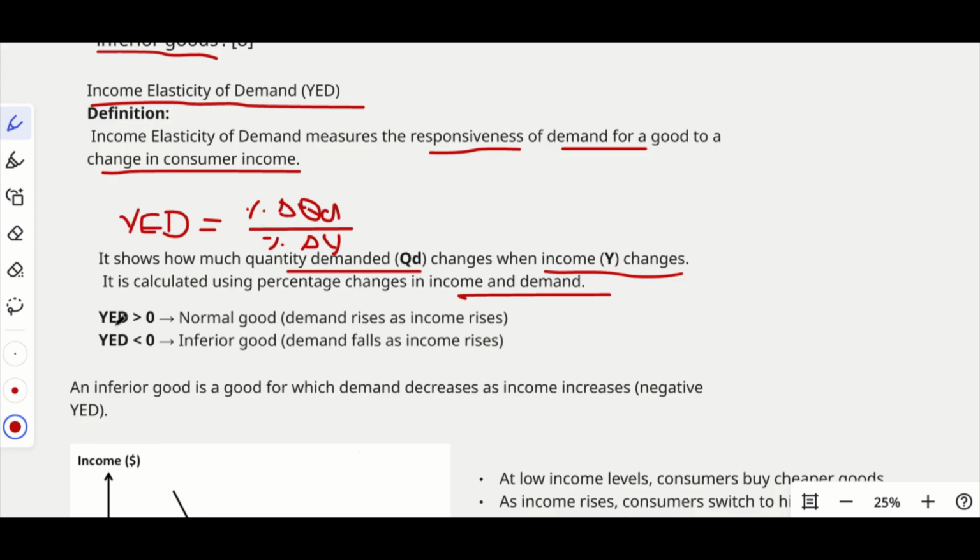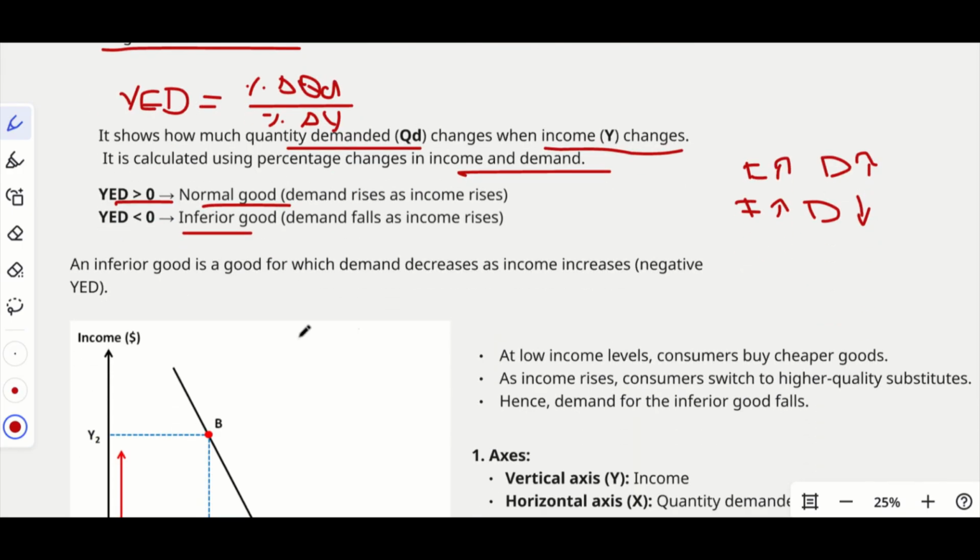So if the value is greater than 0, it will be a normal good. Demand rises as income rises. So for a normal good, when the income increases, the demand for that good will also increase. But for an inferior good, when the income increases, the demand will fall. So that is the difference between inferior and normal. An inferior good is a good for which the demand decreases as income increases. So that is negative income elasticity. The value will be negative.